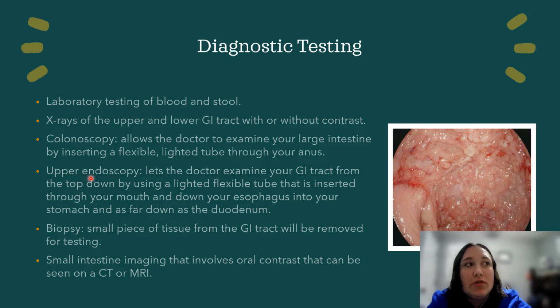They might order an endoscopy, which lets the doctor examine your GI tract from the top down by using a lighted flexible tube that's inserted into your mouth, and it goes down your esophagus into your stomach, and it can go as far down as the duodenum. And this is what that picture is right here. It is from an endoscopy, and you can see this irritation and inflammation going on here.